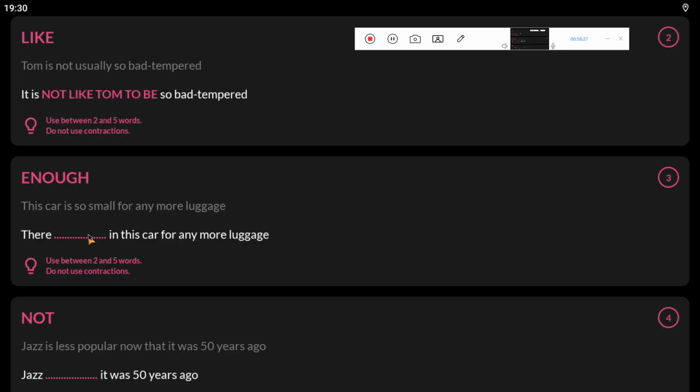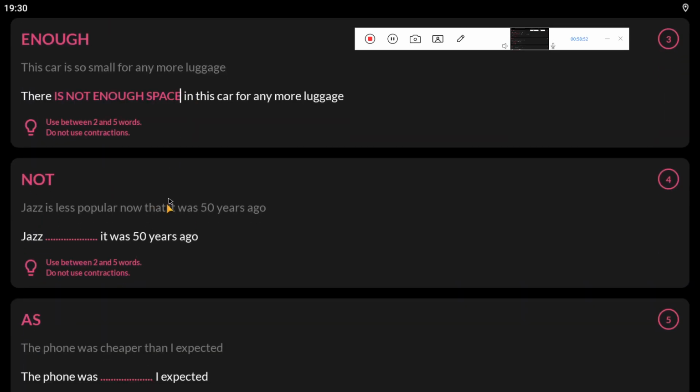If then we have enough. Okay, the next one. This car is so small for any more luggage. So there is not enough in this car for any more luggage. What do you think? There is not enough space. Perfect. There is not enough space in this car for any more luggage. Perfect. Next.